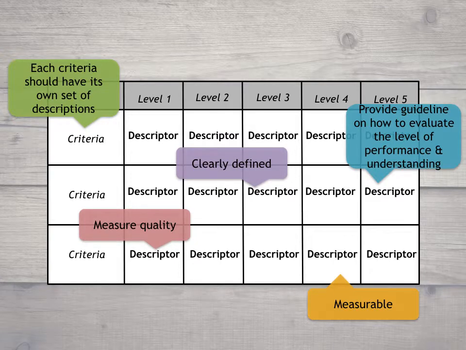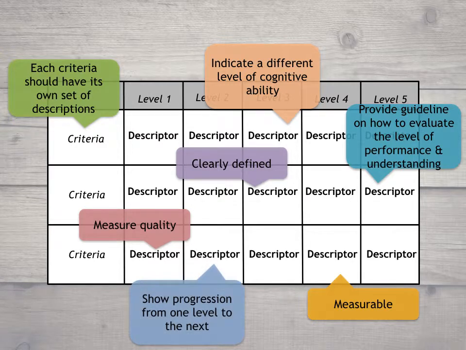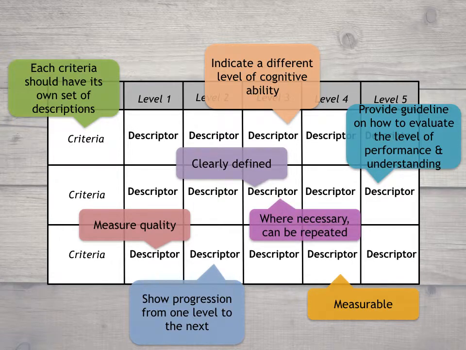Most importantly, your descriptors should measure quality and not quantity, and we'll talk about that a little bit later, but make sure that each level evaluates or measures a different quality. Each level should indicate a different cognitive ability. So your cognitive abilities should increase from level 1 up to level 5, and they should be standalone so that you can actually see the difference between each level, and also, importantly, to be able to see progression from one level to the next.